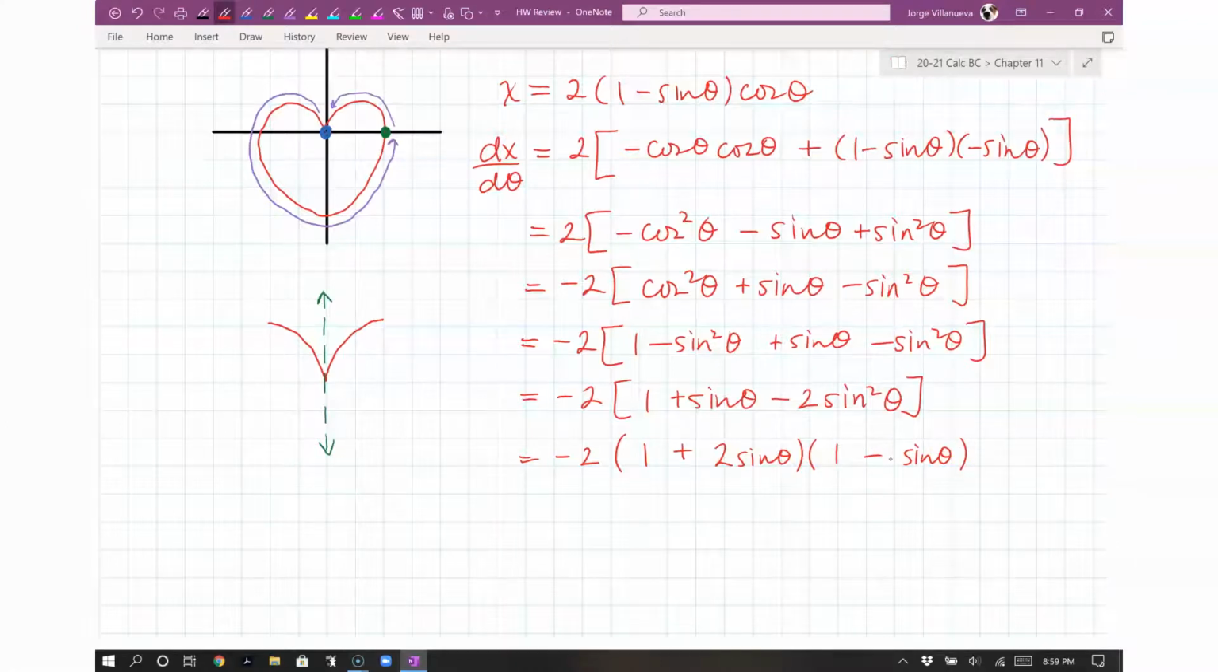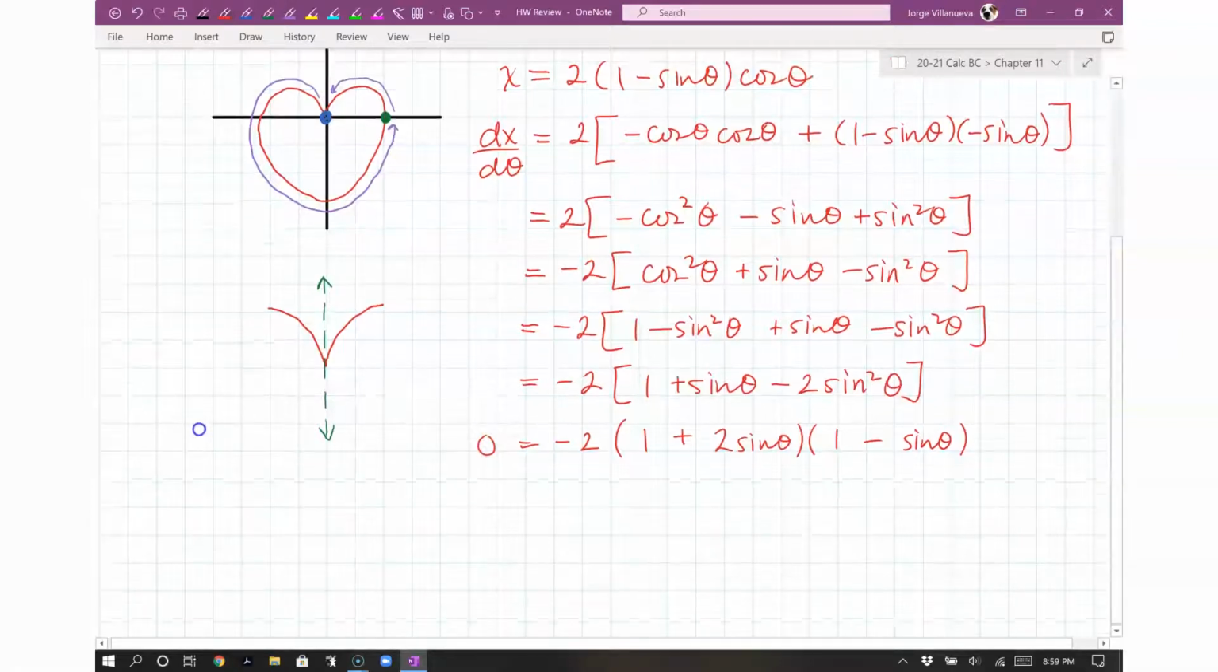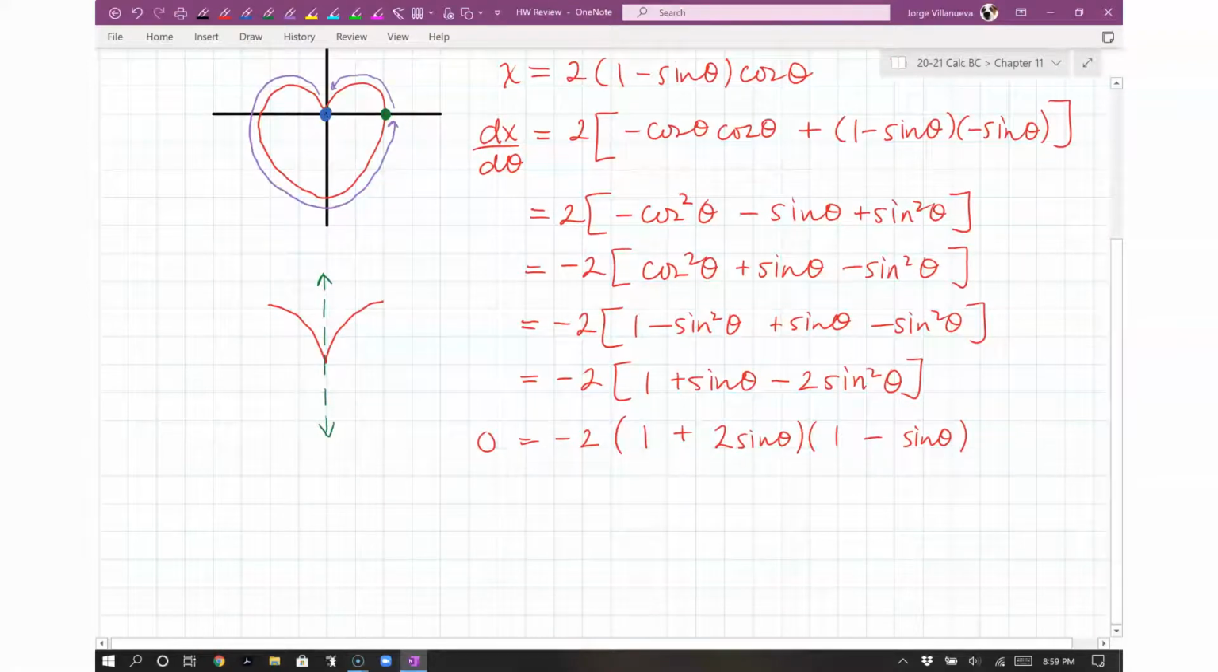Now remember, they want this to happen at the pole. So I'm going to set this equal to 0. When does it happen at the pole? It's going to either be when 1 plus 2 sine theta equals 0, or when 1 minus sine theta equals 0. So 2 sine theta equals negative 1, so sine of theta equals negative one half.